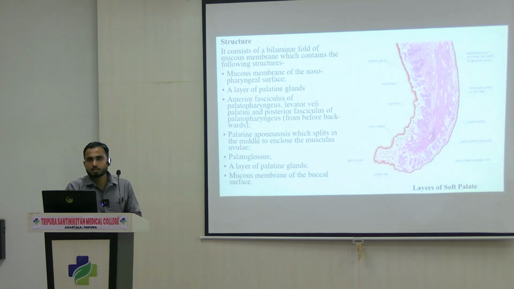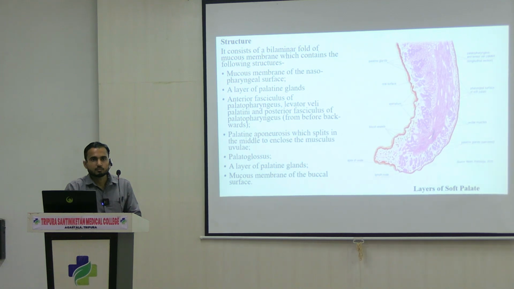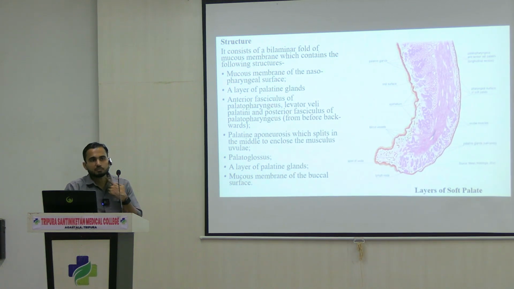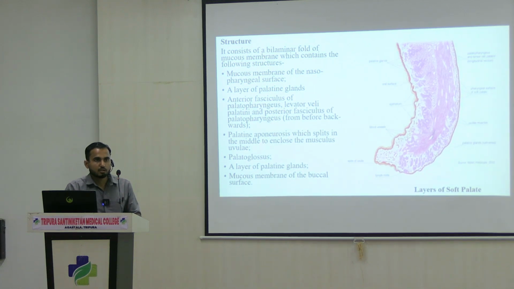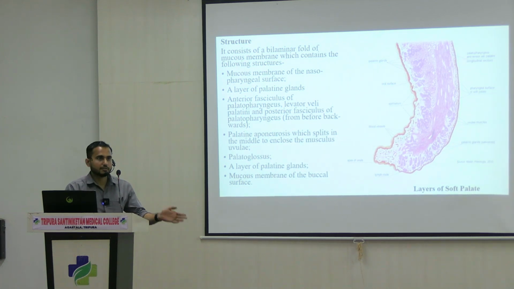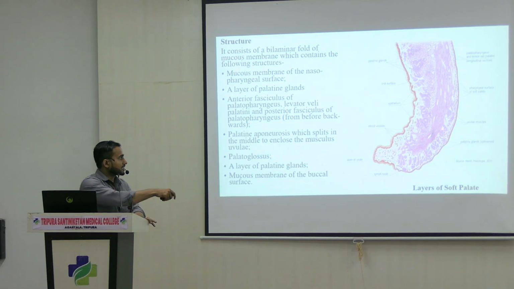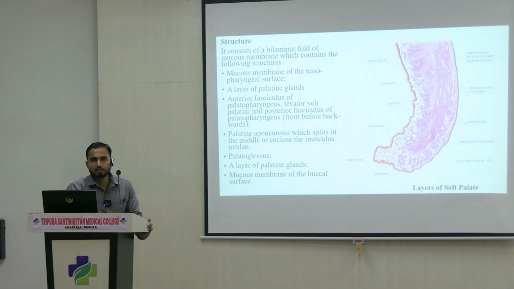Not a single student is responding. How pathetic this is. In the submandibular region, if you remember, we discussed the submandibular ganglion and its connections. At that time I discussed the secretomotor fibers: what are preganglionic fibers, what are postganglionic fibers, and from where they are coming. The same thing is applicable over here. So from where will these glands get the nerve supply?